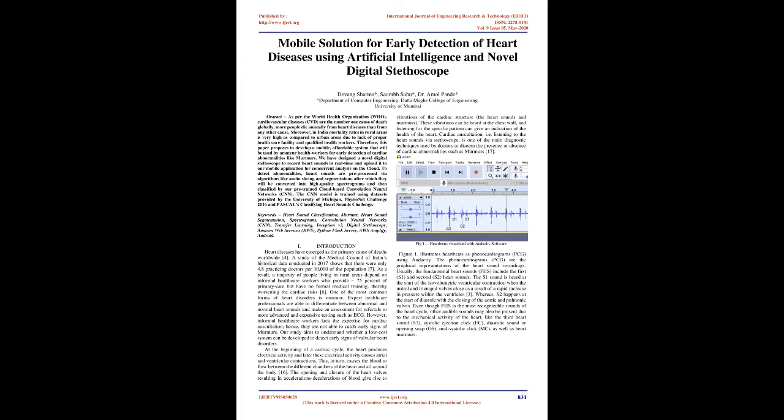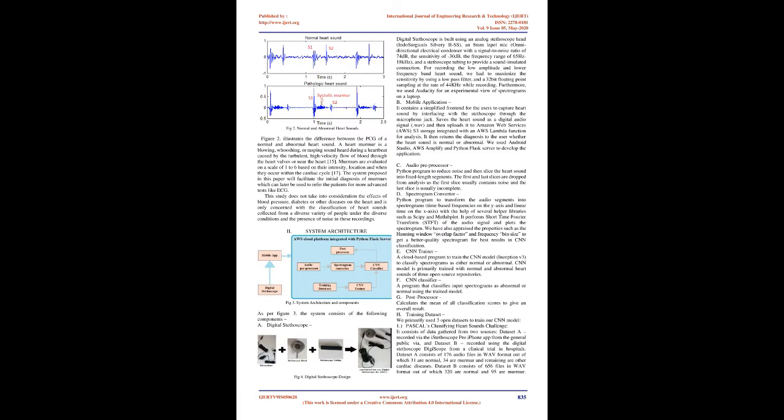Even though FHS is the most recognizable sounds of the heart cycle, other audible sounds may also be present due to the mechanical activity of the heart, like the third heart sound, S3, systolic ejection click, EC, diastolic sound or opening snap, OS, midsystolic click, MC, as well as heart murmurs. Fig. 2. Normal and abnormal heart sounds. Figure 2 illustrates the difference between the PCG of a normal and abnormal heart sound.